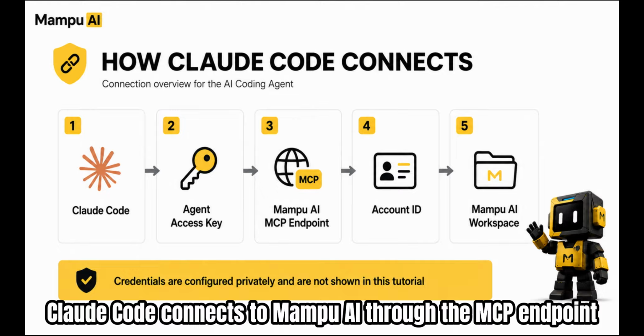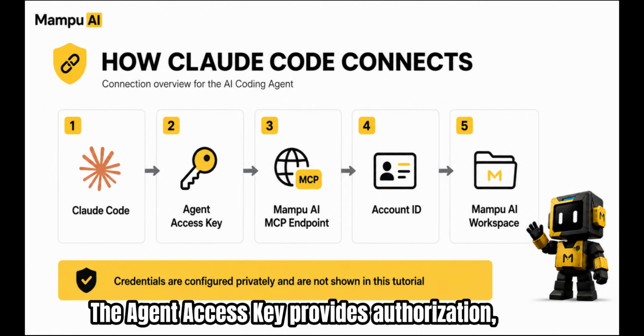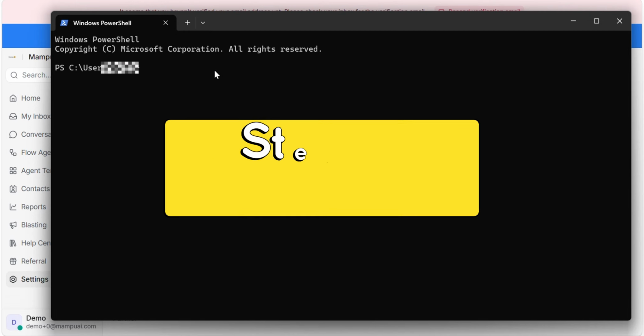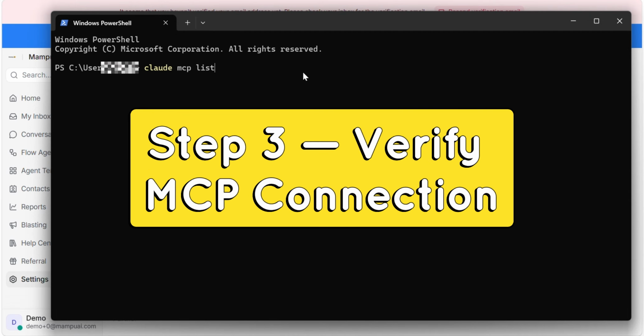Claude Code connects to Mampu AI through the MCP endpoint. The agent access key provides authorization, while the account ID tells Mampu AI which workspace the request belongs to. Step 3. Verify MCP connection.